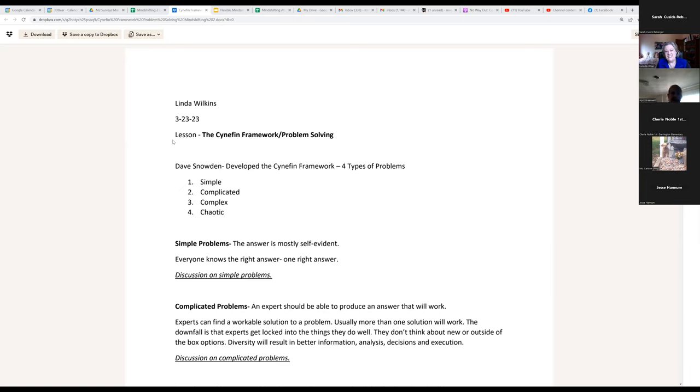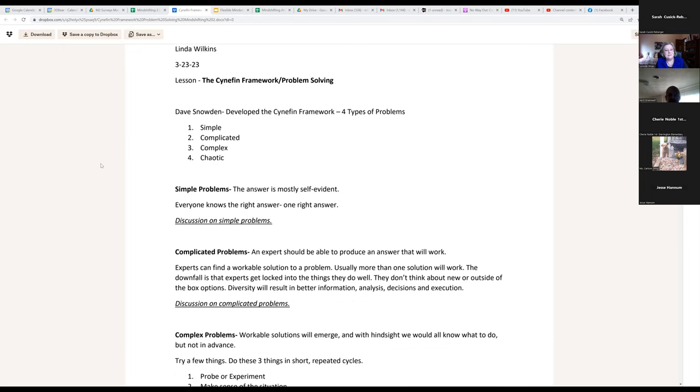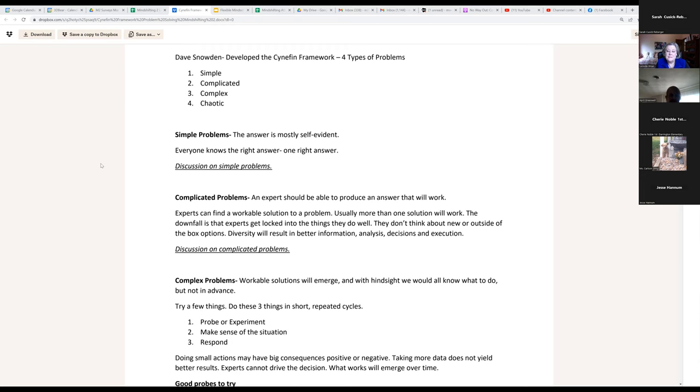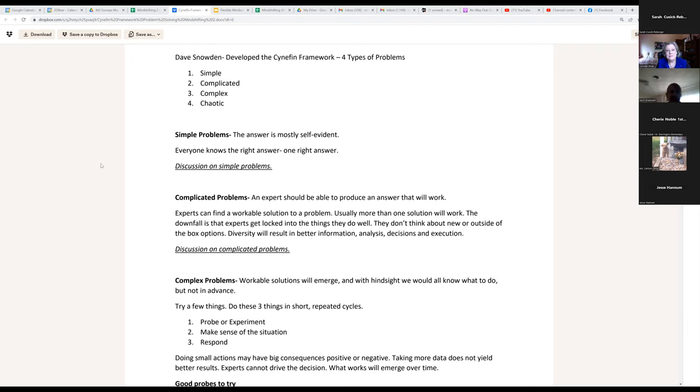Okay. So my lesson is on the Cynefin framework. It starts off by talking about the four types of problems and then how to solve problems towards the end. And I'm a special ed teacher, so I'm going to be teaching my paraeducators this. So it's geared to the adults, and it's kind of like, in a fast nutshell, what I learned and what I can teach them. So anyway, it starts off with Dave Snowden developed the Cynefin framework. There's four types: simple, complicated, complex, and chaotic. And then it describes each one.